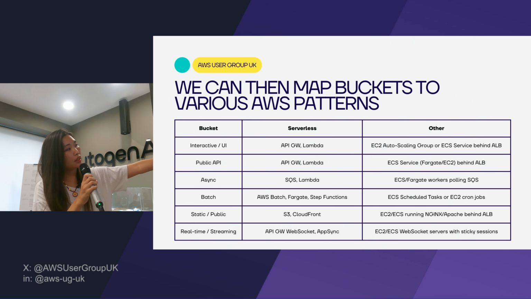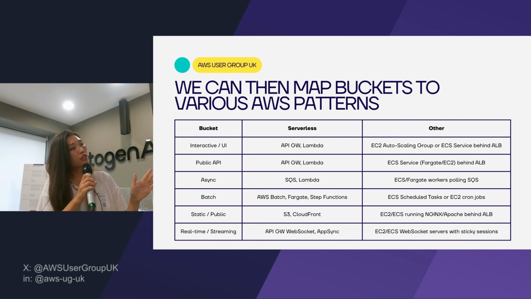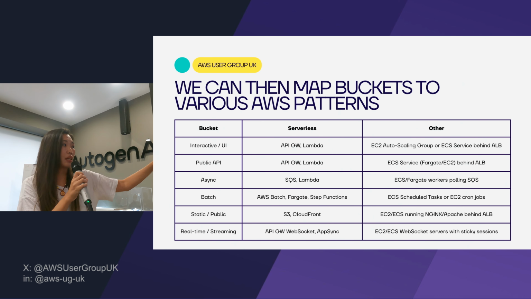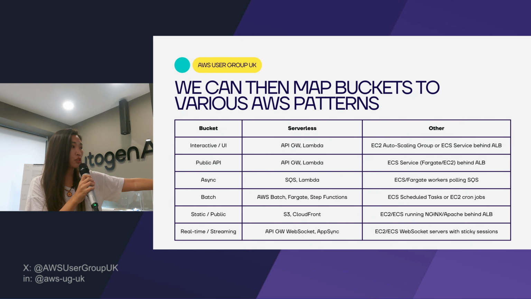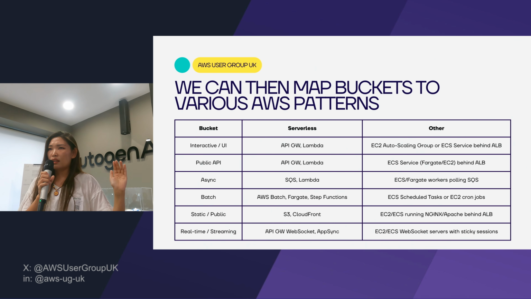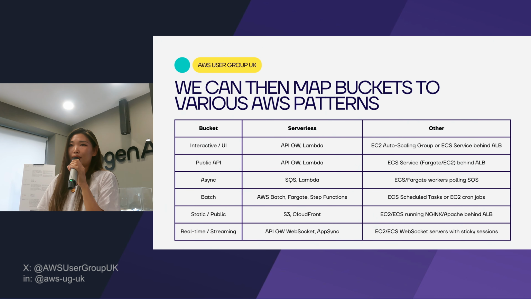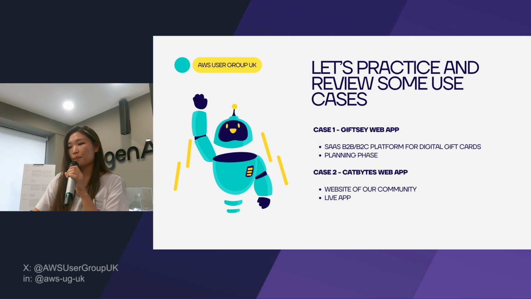For example, when we're talking about interactive UI, if you're leaning towards serverless architecture, we can think about API Gateway, Lambda, the same for public APIs. For async and background jobs, we can think about SQS queues and Lambdas. For batch workloads, they can be AWS Batch, Fargate, Step Functions for more complicated domains, right? And so on. So that's why we have to bucket our features first, according to this simplified framework.